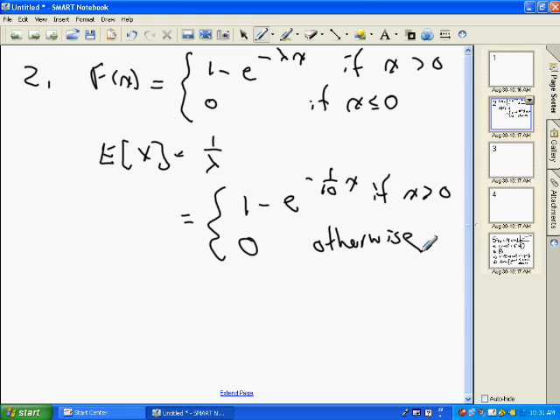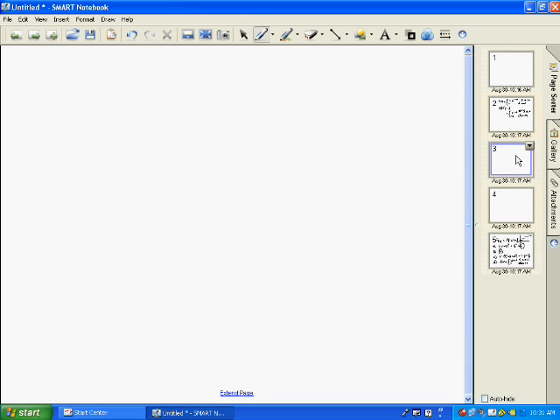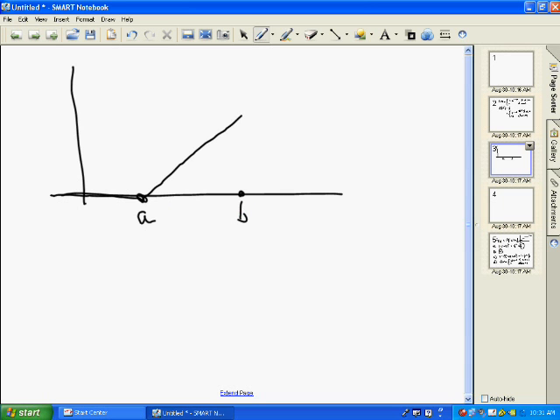Okay, so answers 2 and 3 are the same. 4, uniform, that should be something that's pretty straightforward. The uniform distribution, the distribution function always looks like a straight line between 2 points. If it's uniform between A and B, the distribution function always looks like this.